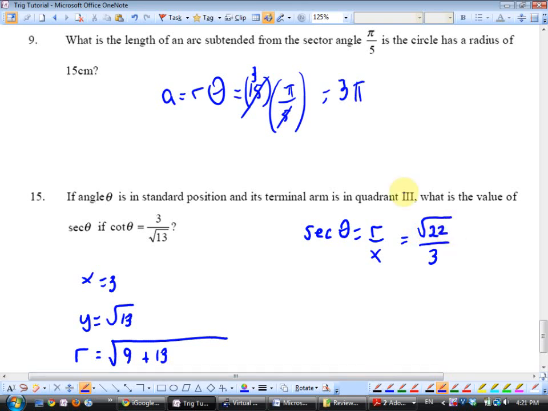Now, let's double check the positive or negative, because it tells me the terminal arm is in quadrant what? 3. 1, 2. We're in this quadrant. In that quadrant, is secant negative or positive? Negative. By the way, in that quadrant, is cotangent negative or positive? Oh, so they're not trying to sneak a double negative, a sneaky move on me like they did in that last question. You know what? There's got to be a negative there, which makes sense because in this quadrant, my x-coordinate would be negative, as would my y-coordinate. It is negative root 22 over 3, I hope, in the back, yes?